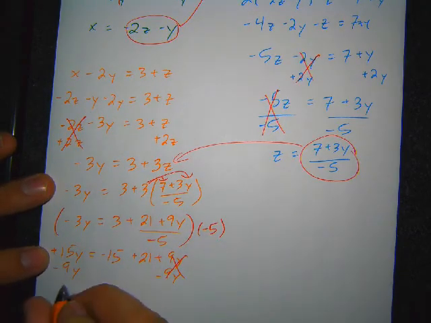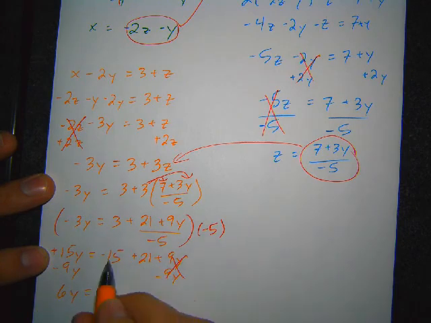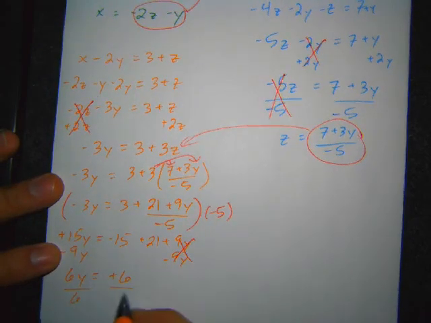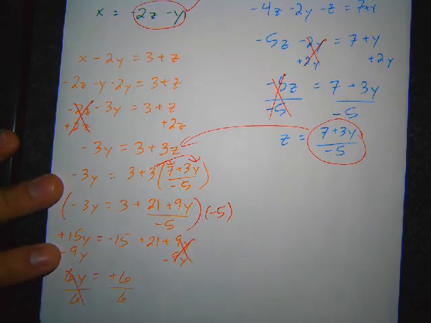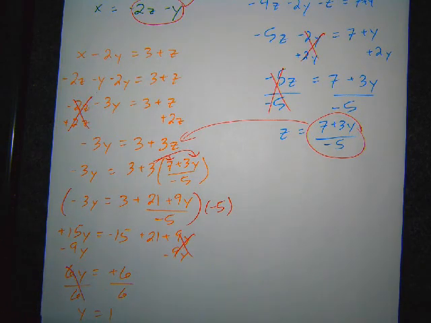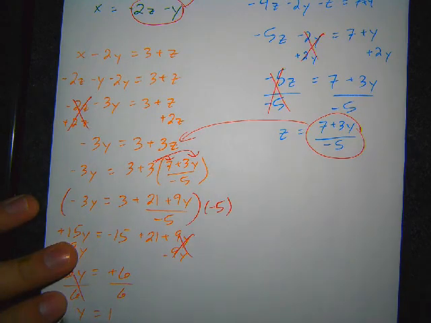15 minus 9 is 6y. Negative 15 plus 21, you combine those, you get positive 6. Last step, divide by 6 on both sides. Get rid of the 6. So you get y equals 1. So all that work, we were doing that just so we could get one of the variables solved. Once you know one of the variables, you can go back and use that to get the other ones.